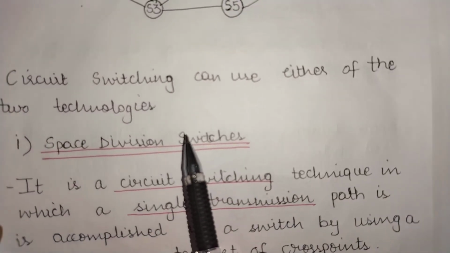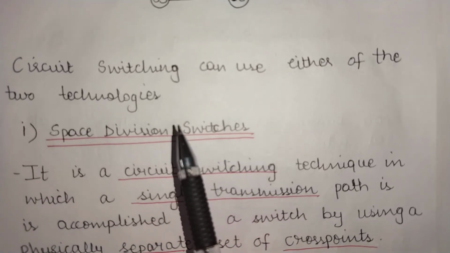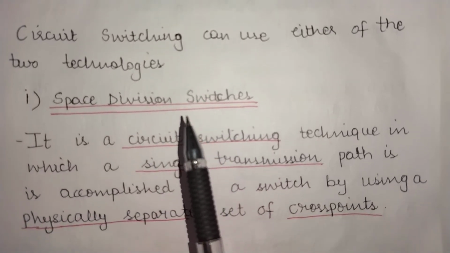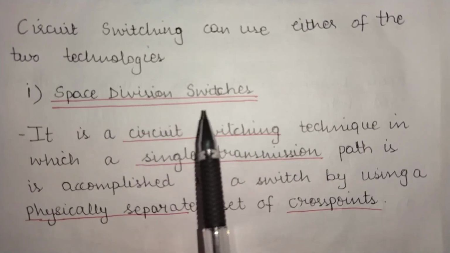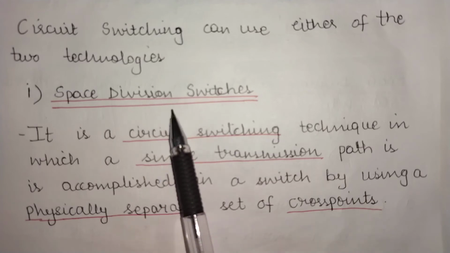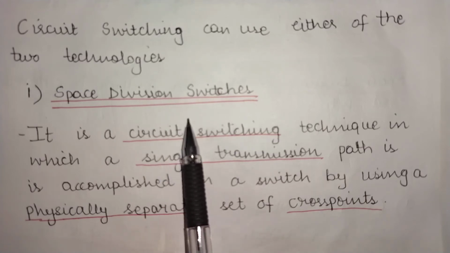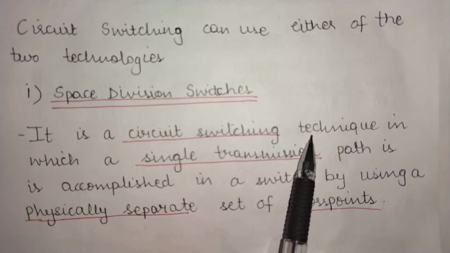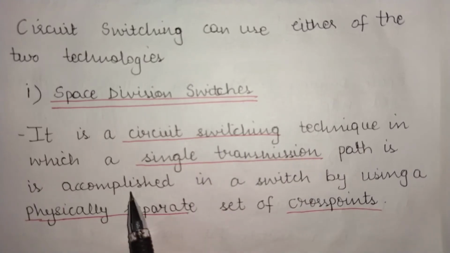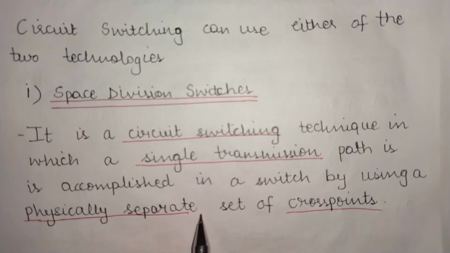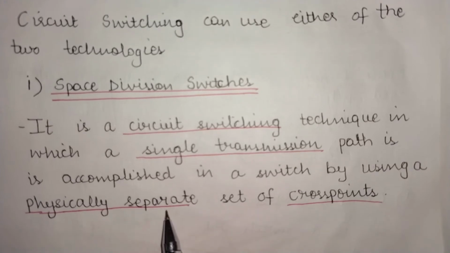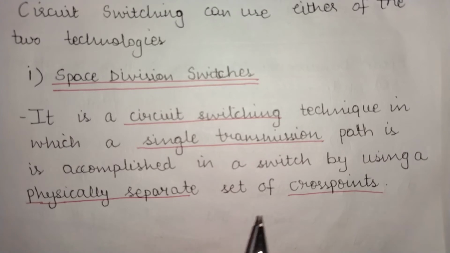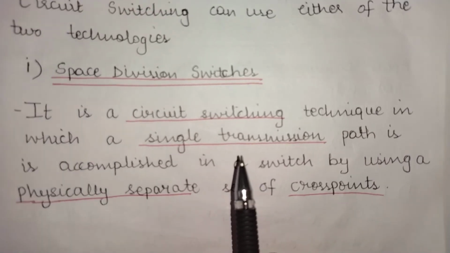Now if I subcategorize circuit switching, it can be subcategorized into two technologies. One is space division switching and another is time division switching. First we'll talk about space division switches. It is basically a circuit switching technique in which a single transmission path is accomplished in a switch by using a physically separate set of cross points. So basically a single transmission line is chosen which is physically separate from all other lines, and it consists of a separate set of cross points.